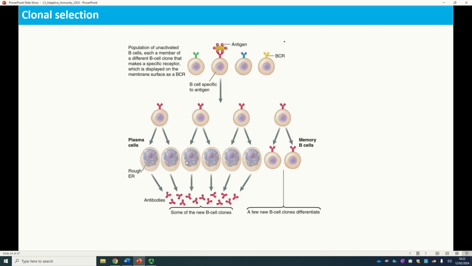Now, some of them will differentiate into plasma cells, which will secrete that antibody, which can then go and target that pathogen and promote its phagocytosis, etc. But a proportion of them will remain as memory cells, because that's great if you've secreted antibody and you've fought off the infection, but you want to maintain a memory of it. Because obviously if we ever encounter that pathogen again, then we need to be able to respond quickly and a little bit more quickly. So some of the B cells will remain as memory B cells should we ever encounter that pathogen again.